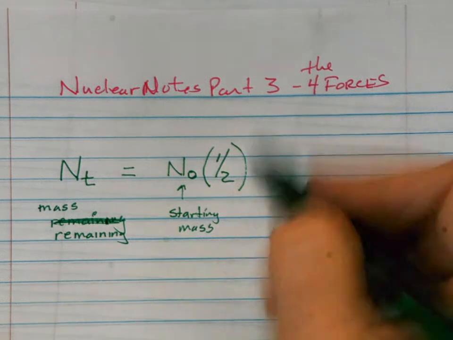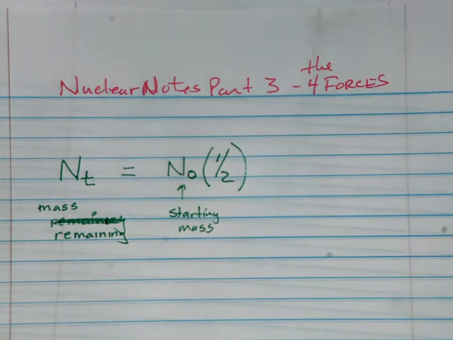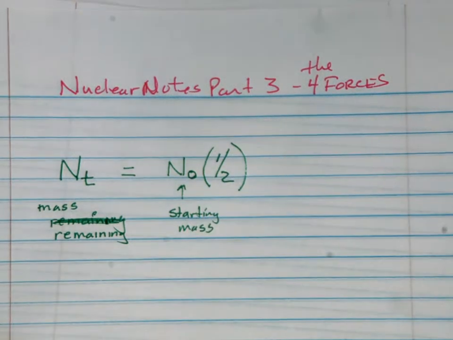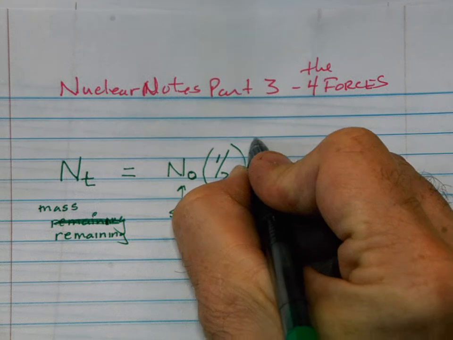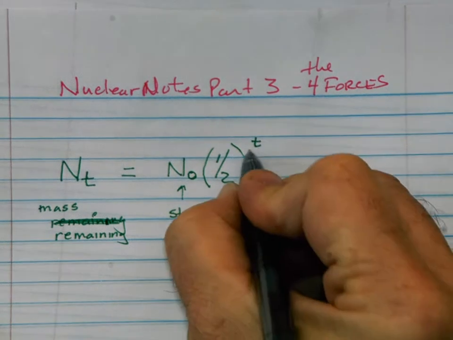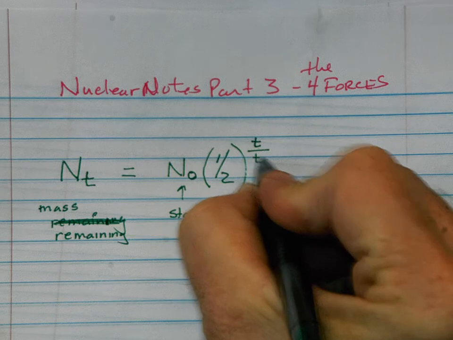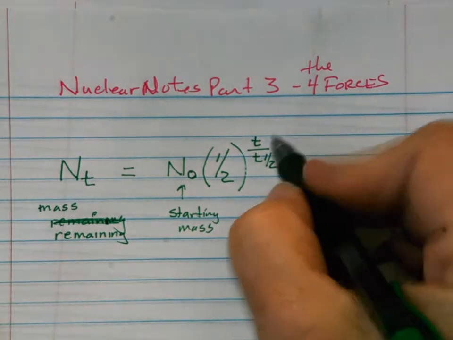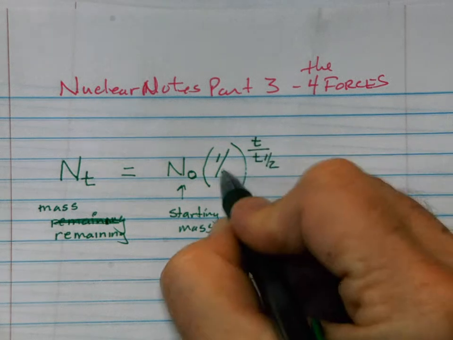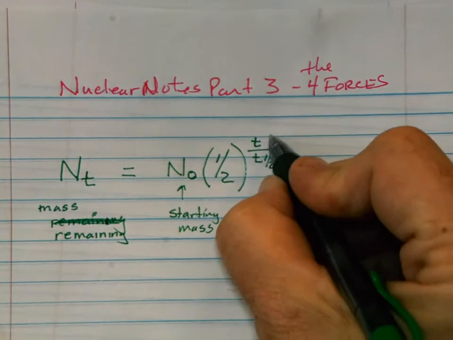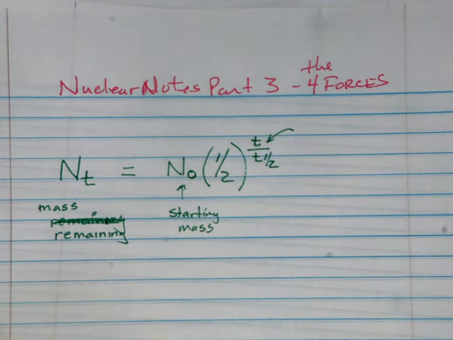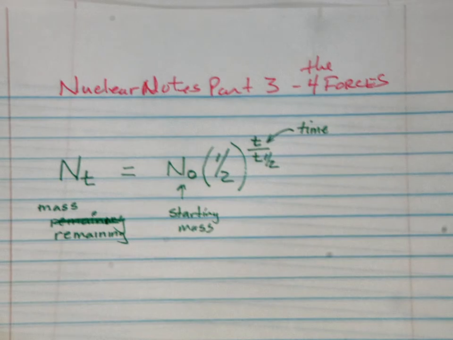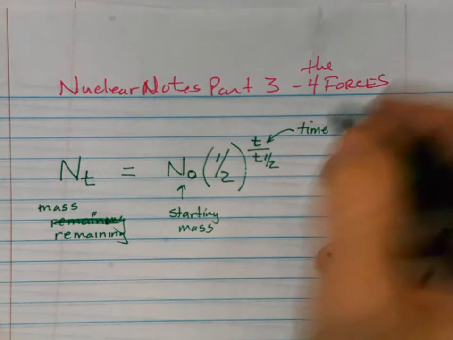But it's not that easy. There's a little exponent we're going to put up here, and that exponent isn't particularly easy. In fact, the exponent itself is a fraction. The exponent is little t divided by t with a half next to it. This is the exponent that we raise this half to. The little t by itself stands for how much time has elapsed. They might say in a problem you had 100 grams of material and after 50 years, so that's the time elapsed.